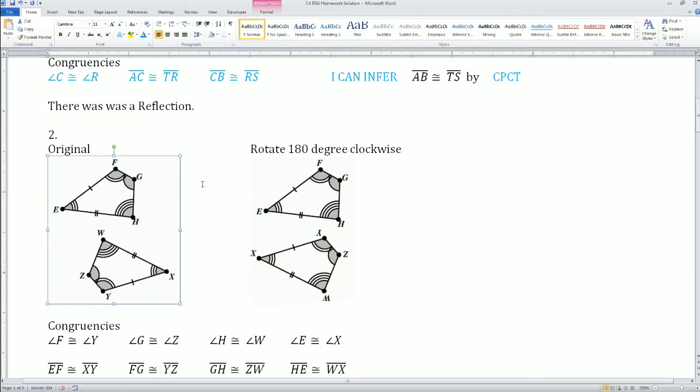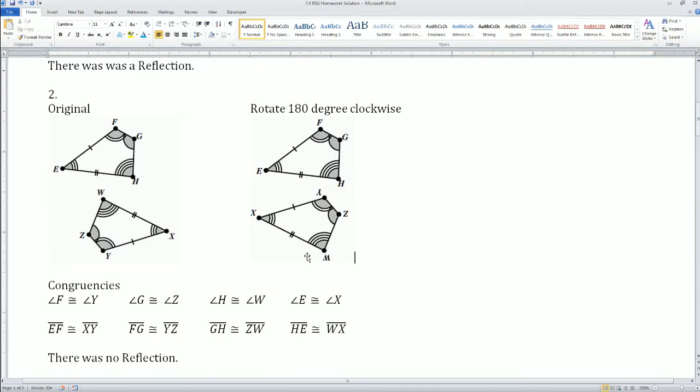Next, I have this image, and I got this image. I rotate this image 180 degrees. Alright. Angle F here is congruent to angle Y. Angle G is congruent to angle Z. Angle H is congruent to angle W. Angle E is congruent to angle X. Line EF is congruent to XY. That's the first hash mark.